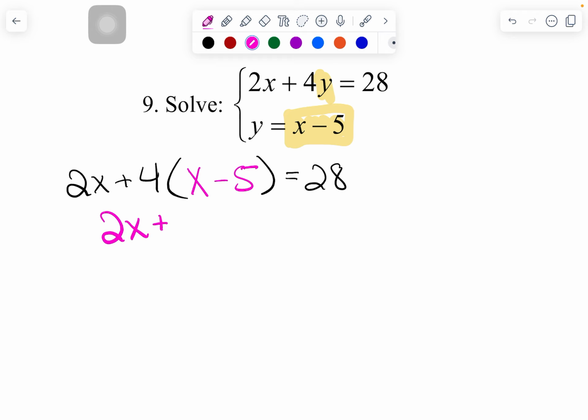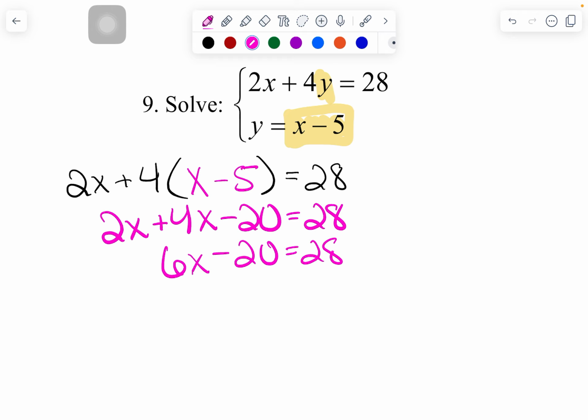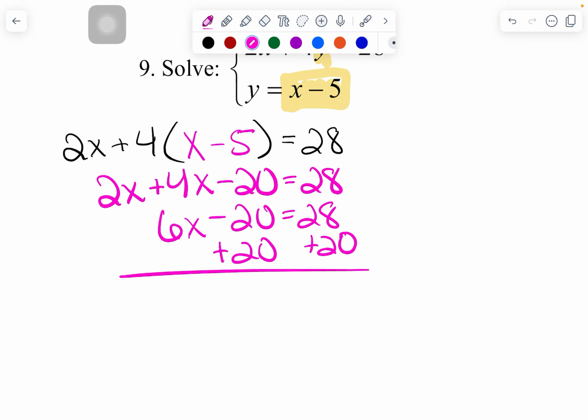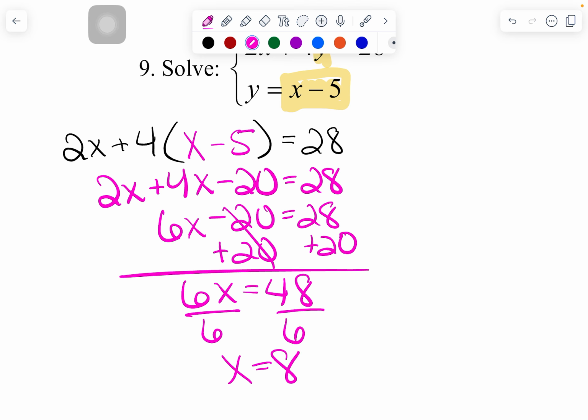All right, so 2x plus 4x minus 20 equals 28. 2x plus 4x makes 6x minus 20. All right, I'm going to add 20 to both sides. Slide up just a touch. All right, so 6x equals 28 plus 20 makes 48. Dividing both sides by 6, and I'm getting x equals 8.